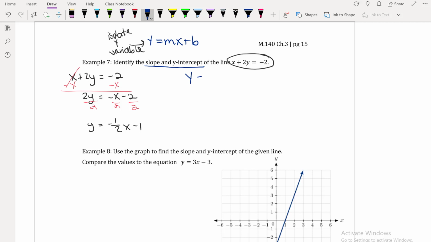So now I know exactly what the slope is and what the y-intercept is. Remember, when I have y is equal to mx plus b, we know that the m value is the slope, and we also know that that b value is the y-intercept.